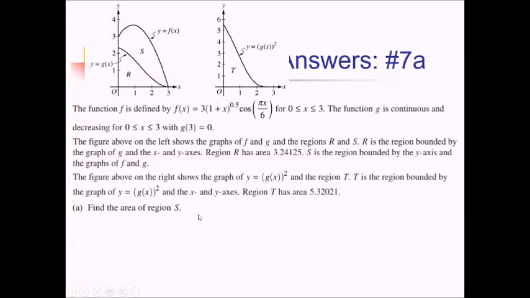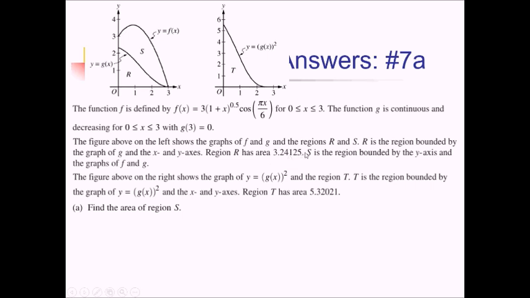For this calculator-based free response problem, we have an f function defined by this crazy-looking monstrosity here between 0 and 3, and then we have a g function that's continuous and decreasing on 0 to 3, and they're telling us g of 3 equals 0, but they're not really telling us a whole lot more about the g function. So we've got two graphs here with f and g involved. We see here on the left side, we have the f region and the g region. Well, f is actually both of these regions, R and S, and g just has this R region under it. And region R, they're giving us the area of that. It's about 3.24125, okay.